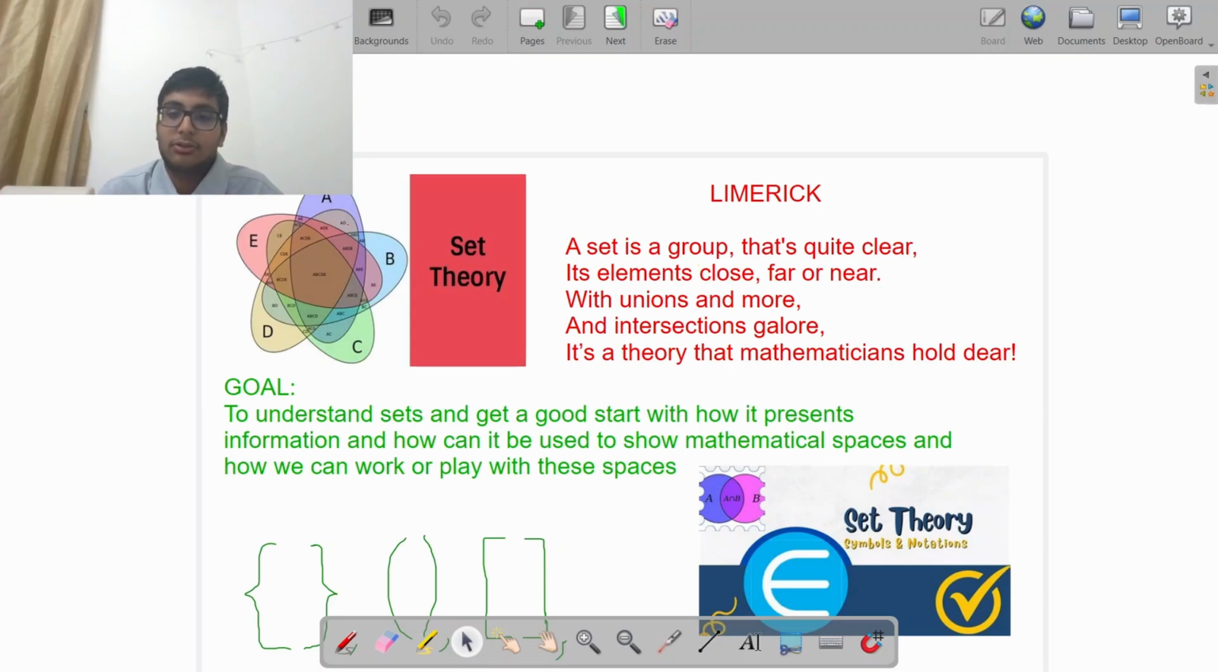A set is a group, that's quite clear. Its elements close, far, or near, with unions and more and intersections galore. It's a theory that mathematicians hold dear.